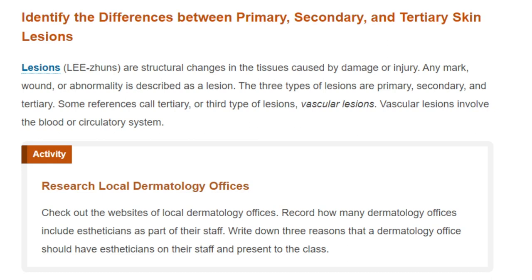Identify the differences between primary, secondary, and tertiary skin lesions. Lesions are structural changes in the tissues caused by damage or injury. Any mark, wound, or abnormality is described as a lesion. The three types of lesions are primary, secondary, and tertiary. Some references call tertiary, or third type of lesions, vascular lesions. Vascular lesions involve the blood or circulatory system.